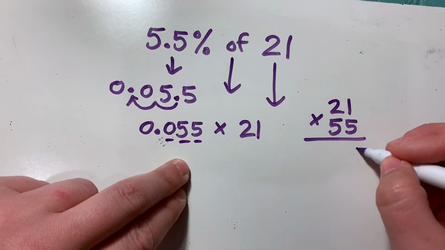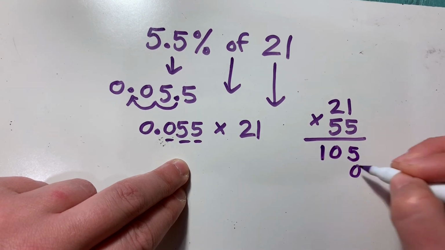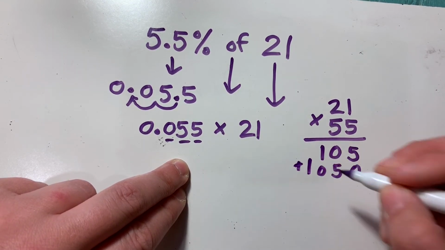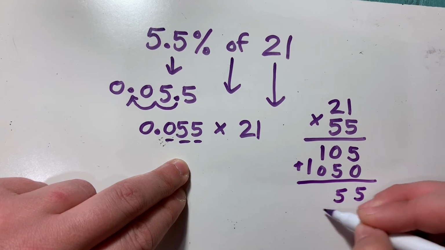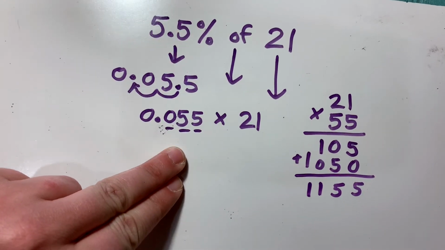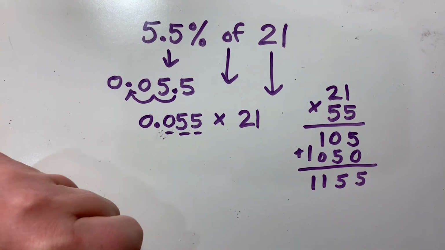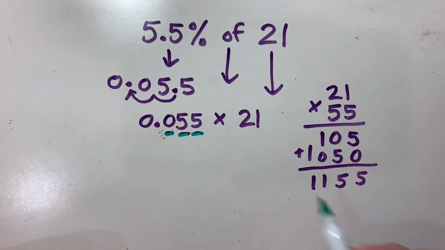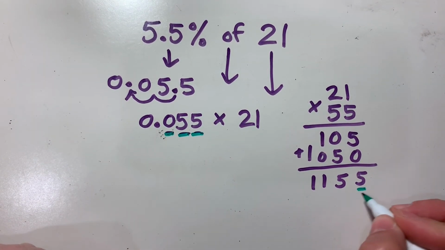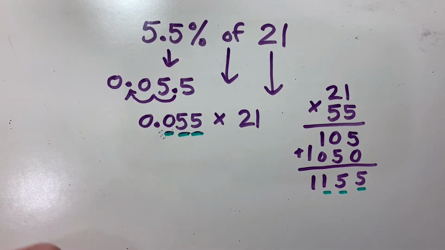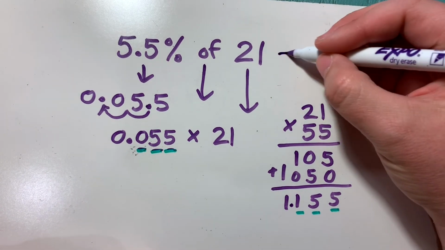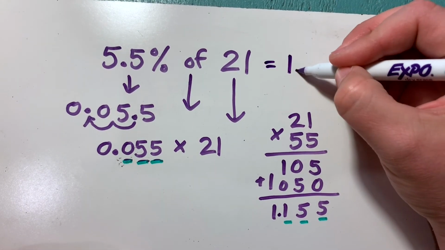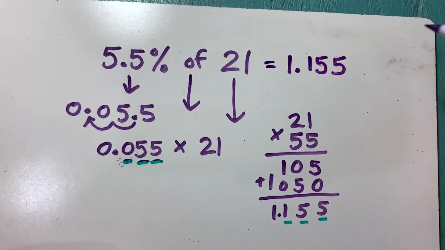So let's come back here and multiply. All right, placeholder. I'm going to add these together. Okay, so now we've come to the part where I need to put my decimal in. So once again, it's going to go 1, 2, 3. There are 3 places behind the decimal in my problem, so 3 places behind the decimal in my answer. So 5.5% of 21 is 1 and 155 thousandths. That is my final answer.